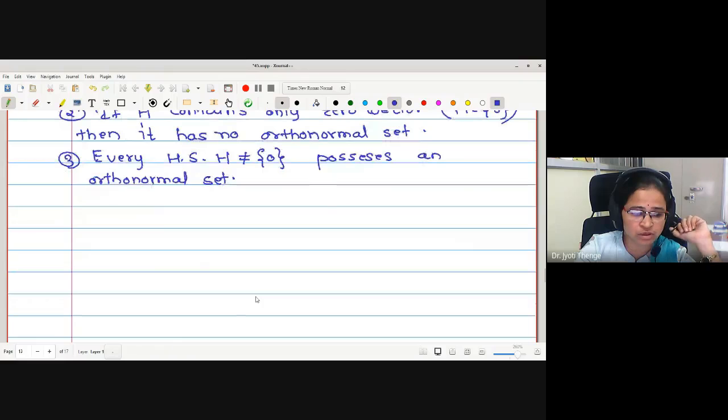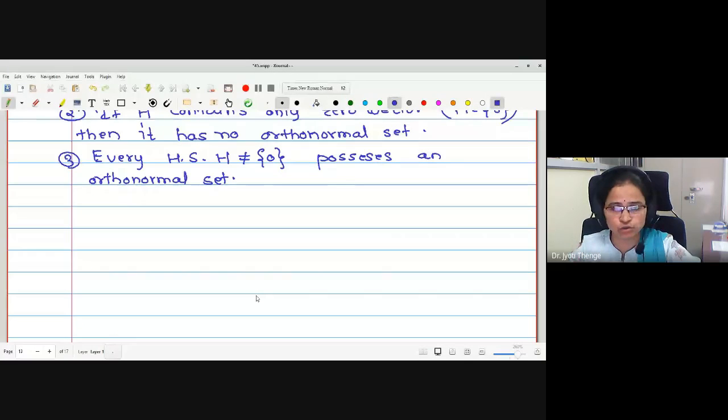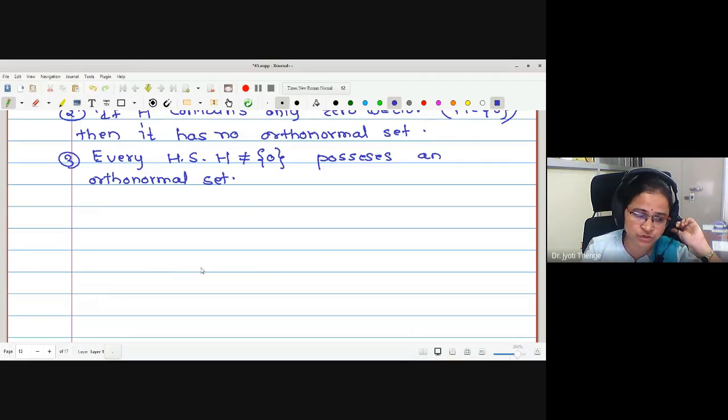How is it going to possess an orthonormal set? In this Hilbert space, we will find a collection of mutually orthogonal vectors, surely non-zero. Then we will try to convert those vectors to unit vectors. How can we convert a non-zero vector to a unit vector? Can anybody from the students answer this question?